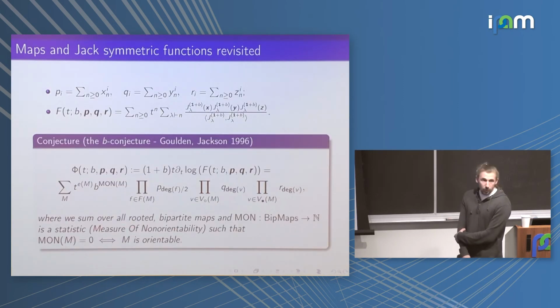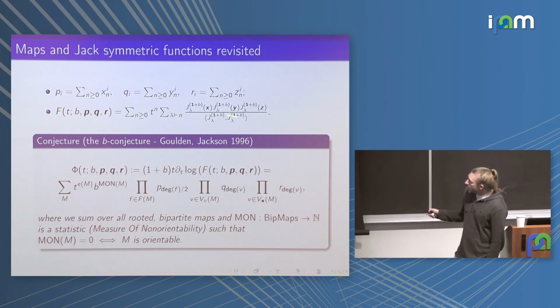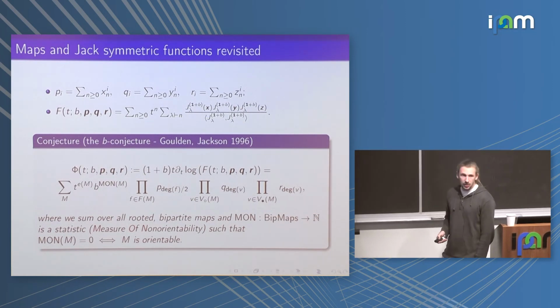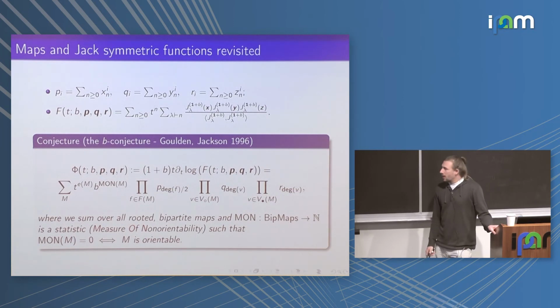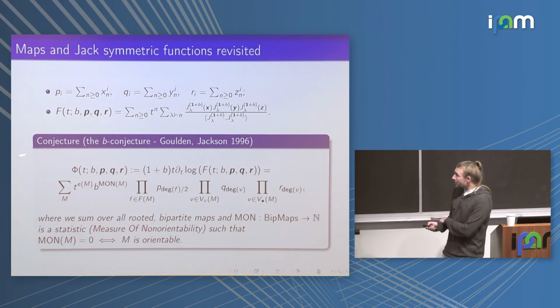But this is what Goulden and Jackson were interested in. They changed this generating function by adding one more Jack. And it turned out that this small change gives you something which is much more complicated. So here is the conjecture.